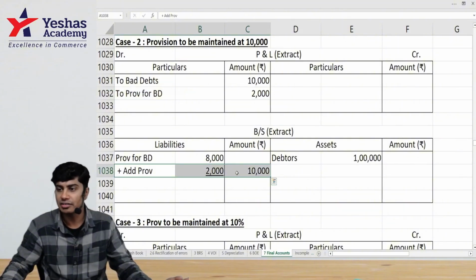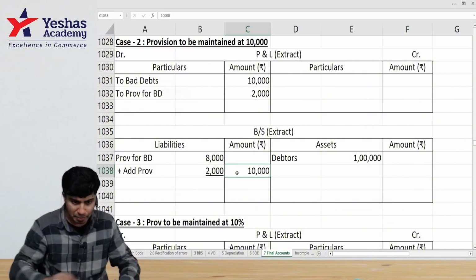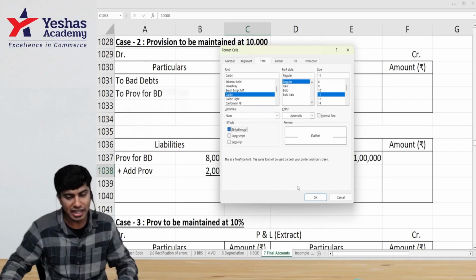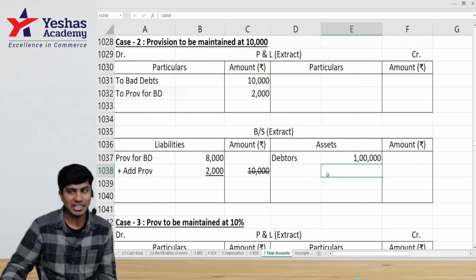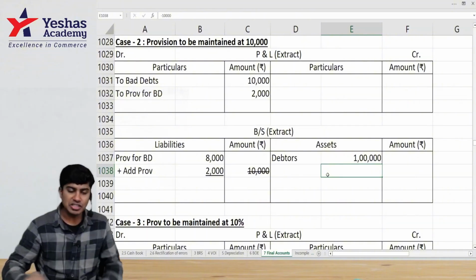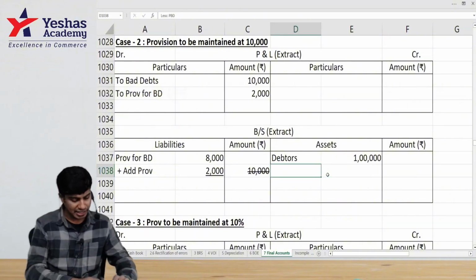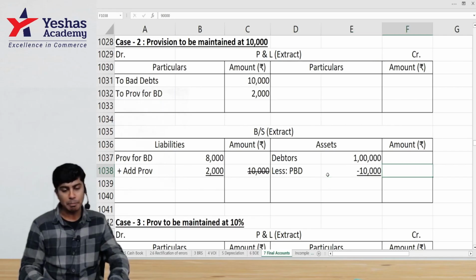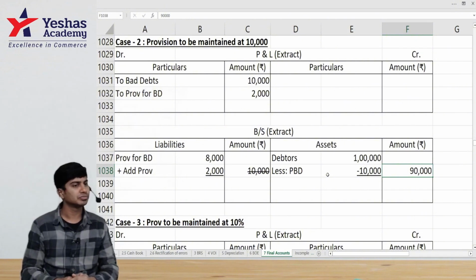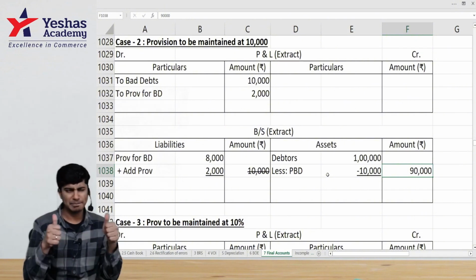That's it, we're done. But provision is a liability, I agree, but it is created against this specific asset called debtors. As a matter of presentation, when we're closing the balance sheet, instead of writing provision on the liability side, I would shift it to the asset side. It will be visible as a negative 10,000 amount, which if I deduct, my debtors will become 90,000 in the outer column. I hope everybody got it.